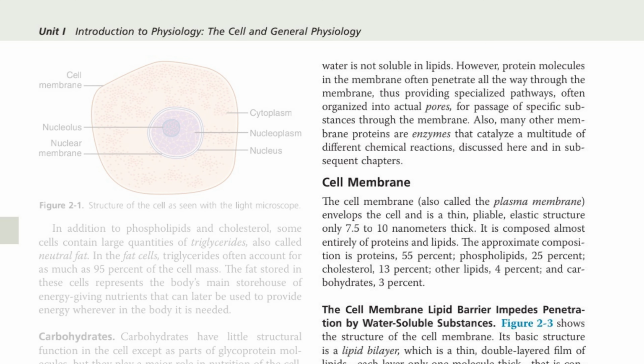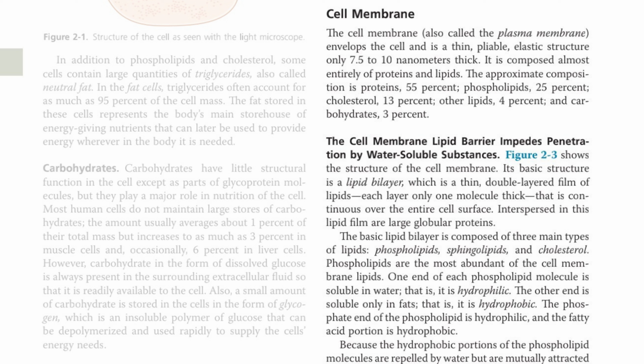However, protein molecules in the membrane often penetrate all the way through the membrane, thus providing specialized pathways, often organized into actual pores, for passage of specific substances through the membrane. Also, many other membrane proteins are enzymes that catalyze a multitude of different chemical reactions, discussed here and in subsequent chapters. Cell membrane. The cell membrane, also called the plasma membrane, envelopes the cell and is a thin, pliable, elastic structure only 7.5 to 10 nanometers thick.